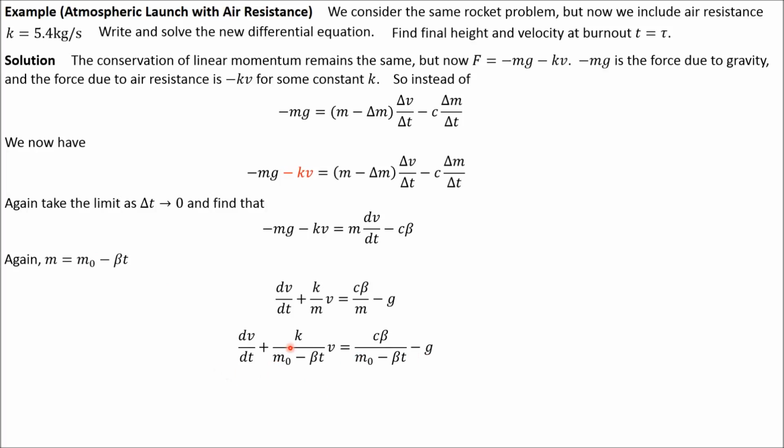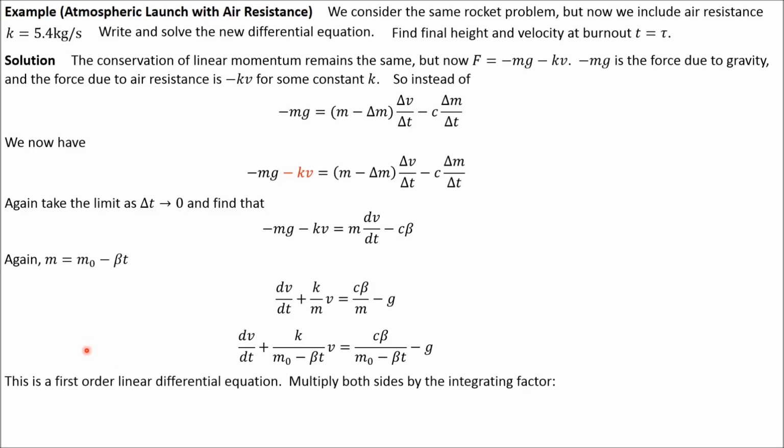in mind k, m naught, beta, c, g, these are all just physical constants. The only variable we have here is v, and v is a function of t. With that in mind, this is a first-order linear differential equation. So we'll multiply both sides by an integrating factor. The integrating factor is e to the integral of p of t, which is this here. e to the integral of k over m naught minus beta t, which simplifies to this.